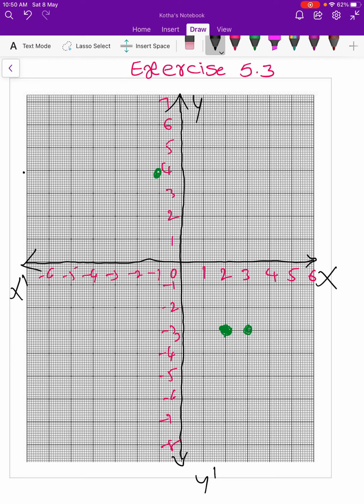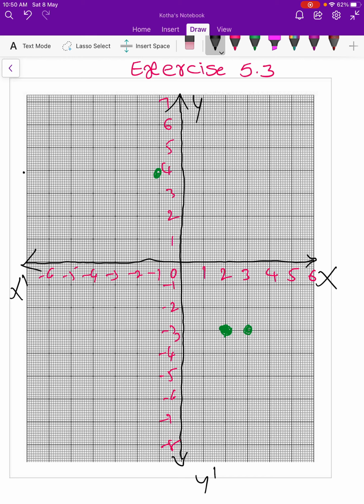Next, we have 0, 11. Whenever we have a point like 0, 11, where one coordinate is 0 and the other is a number, the point lies on the axis of the coordinate that has the number. So 11 is the y coordinate, and this point lies on the y-axis. Unfortunately here we have only till 7, but if we extend it, 8, 9, 10, 11 will be there, and the point will be at 11.